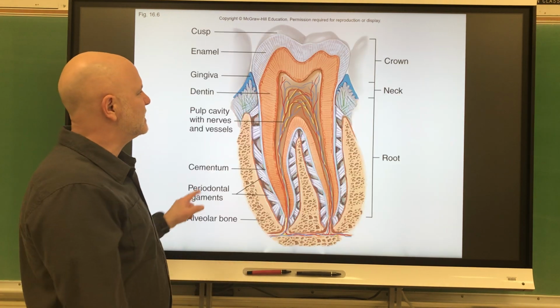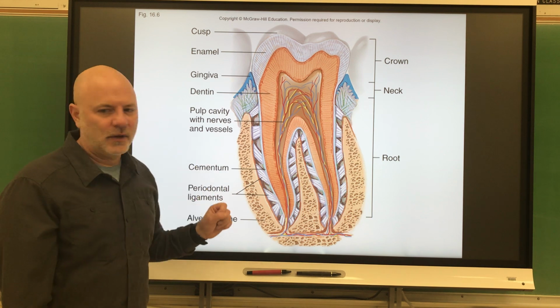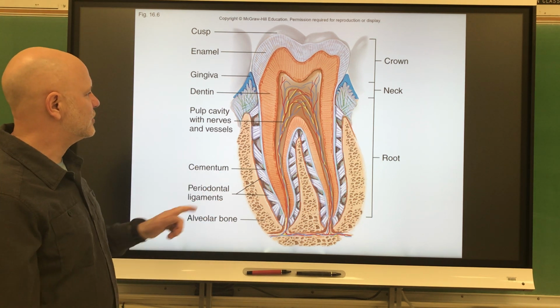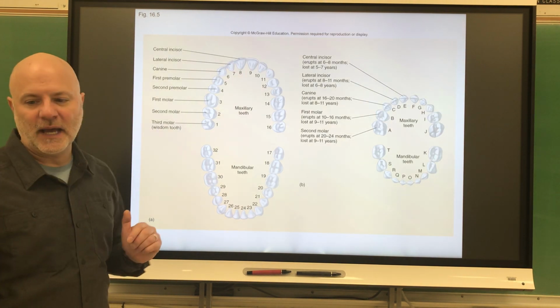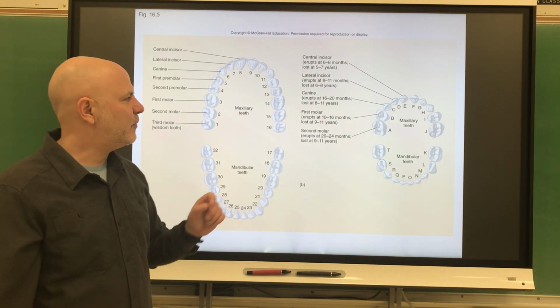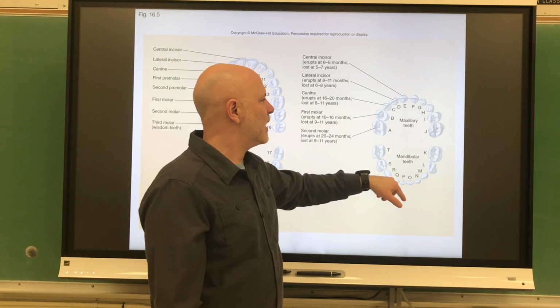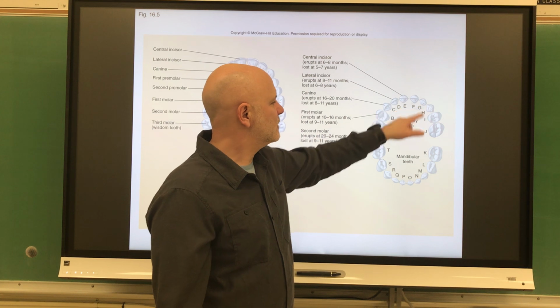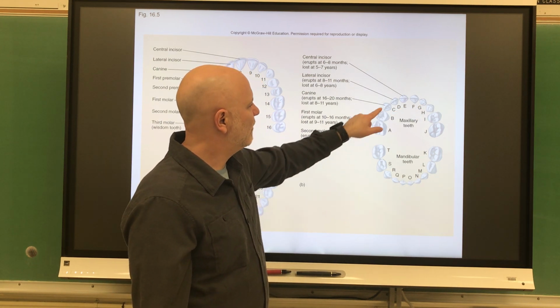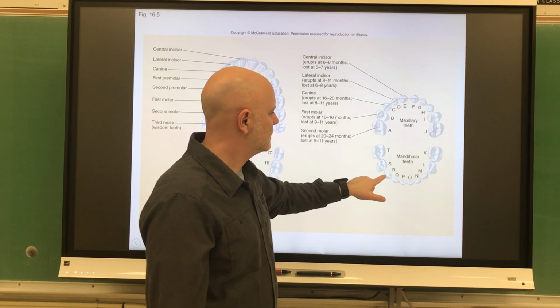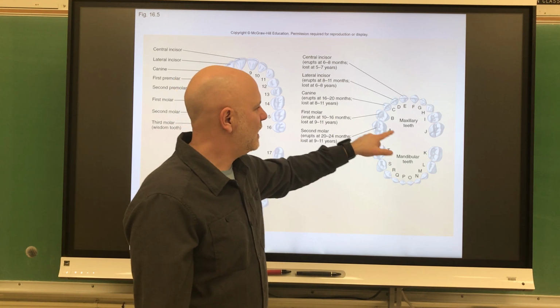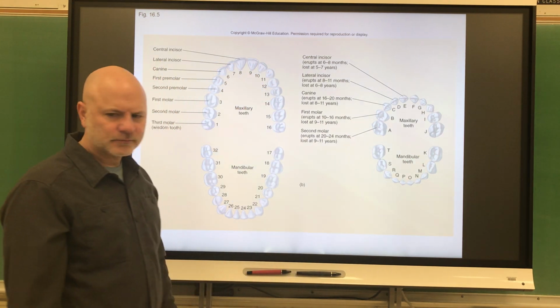All right, let's take a look at teeth. This is showing all the structures of a tooth, which we'll cover in lab. So first we have primary teeth. We get 20 primary teeth. We have 8 incisors, so here's the top, here's the bottom. We have 4 canines or cuspids, so it's 1, 2, 3, 4. And then we have 8 molars, all right?